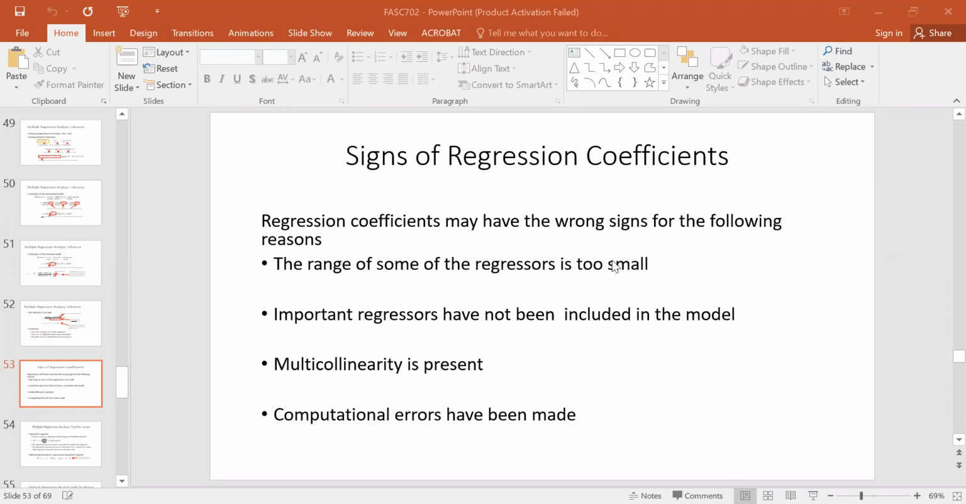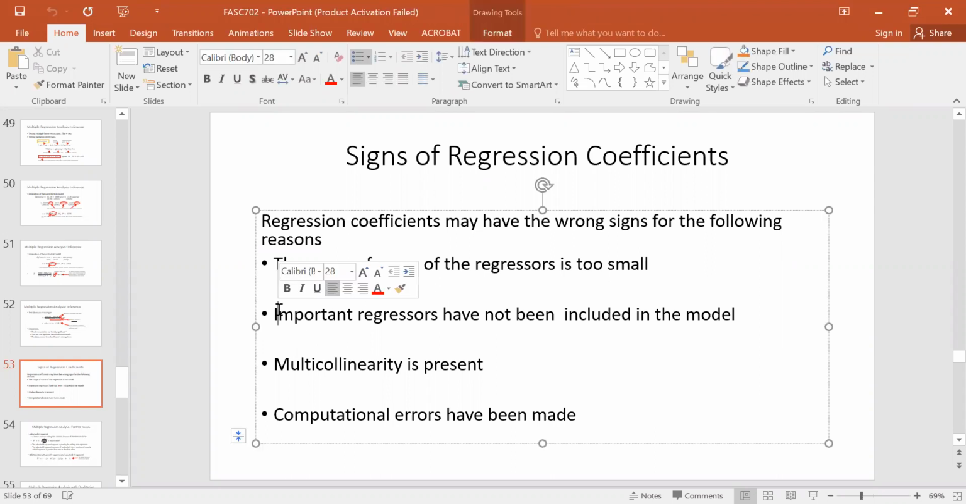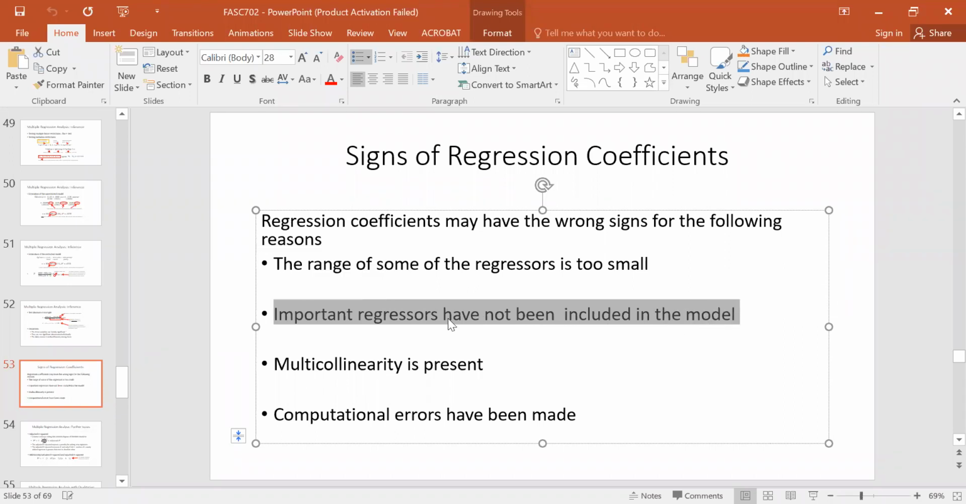Okay, and that is so important, right? You may mislead policymakers if the variable is related in a negative fashion, but you say it's related positively. Okay, so it's important. Important regressors have not been included. Yes, if you don't include some important variables or regressors, you may end up having a wrong sign.